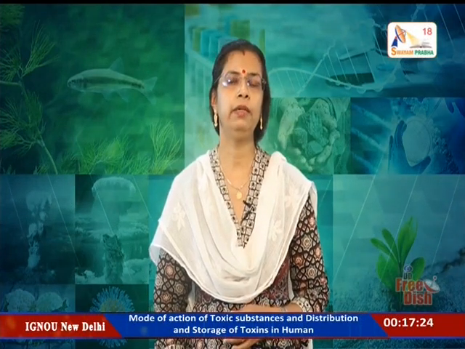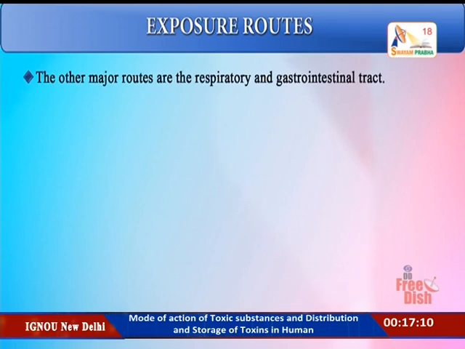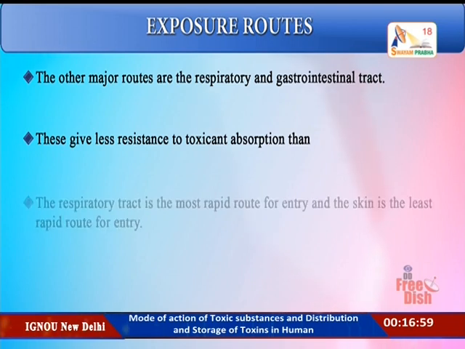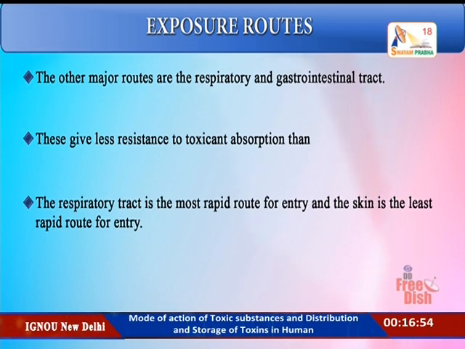Here, easily, when you eat anything or drink, the toxicant can easily be carried into the system. But the skin is still a thick barrier, and it is a physical barrier which will prevent the entry of many of the toxic substances. The other major routes are the respiratory and the gastrointestinal tract. These give less resistance to toxicant absorption than the skin. So the respiratory tract is the most rapid route for entry, and the skin is the least rapid route for entry. That is what I explained now.